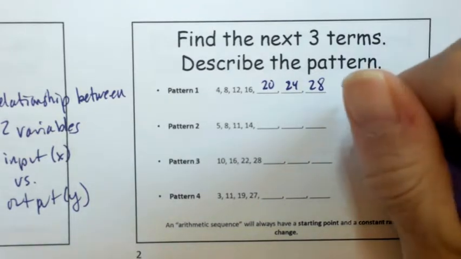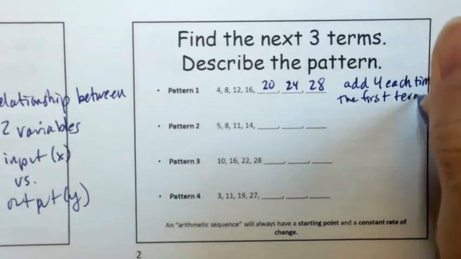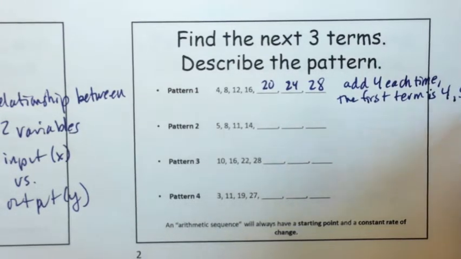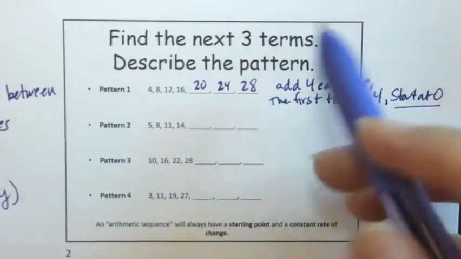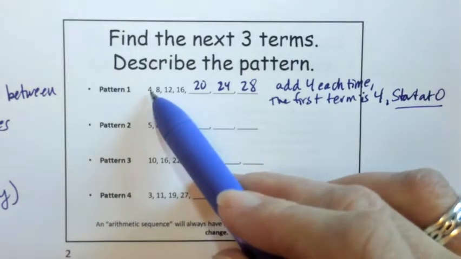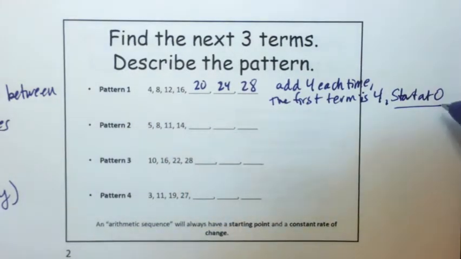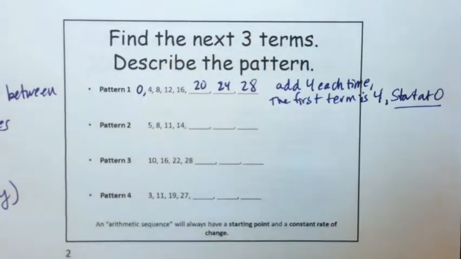But the first term is already 4. So that means we can start at 0. That's important. We have to think about the starting point. I know the first number is 4, but we've got to think about, did this pattern originate at 0? Did it originate at 0? If I go backwards one term, it would be 0.